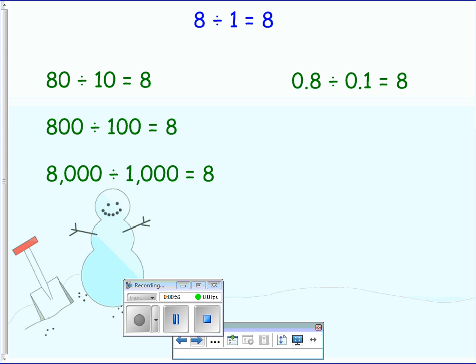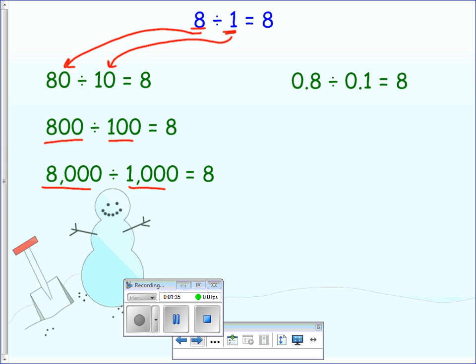What's 8 divided by 1? 8. Suppose I multiplied my dividend by 10 and my divisor by 10. 80 divided by 10 is? 8. Suppose I multiplied them by 100. 800 divided by 100? 8,000 divided by 1,000? So when I increase my dividend and my divisor by the same amount, my quotient stays the same, right? Just like scaling up our ratios, scaling up equivalent fractions, it still has the same value.